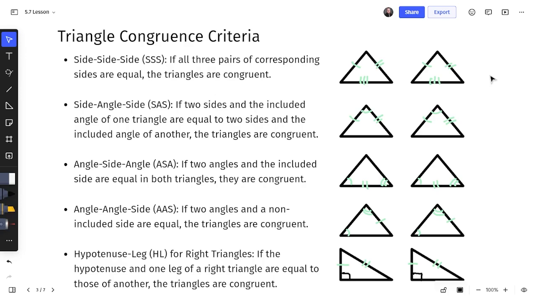triangles are congruent. And finally, we have one special criterion that's only usable for right triangles, and that is the hypotenuse-leg criterion, which says if the hypotenuse and one leg of a right triangle are equal to those of another, then those triangles have to be congruent.